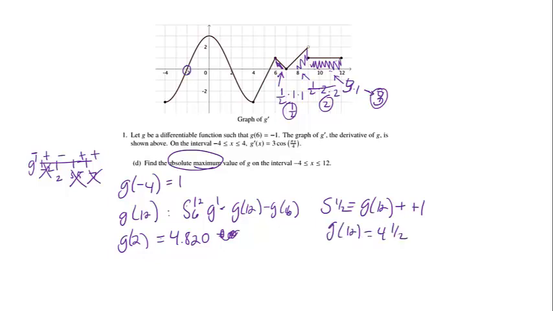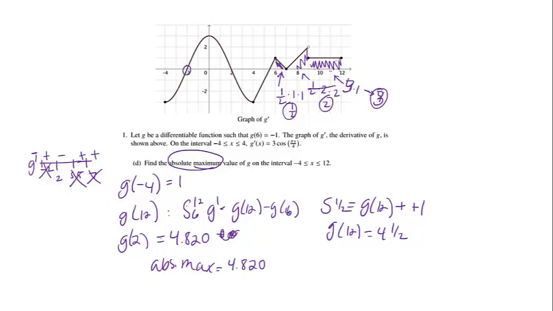And this time it doesn't ask for the x value of the absolute max. It actually says what is the absolute max. So I'm going to say absolute max is equal to the biggest number that I see there, which is the 4.820. So that would be my answer for that one. We are going to get 3 points on this one.